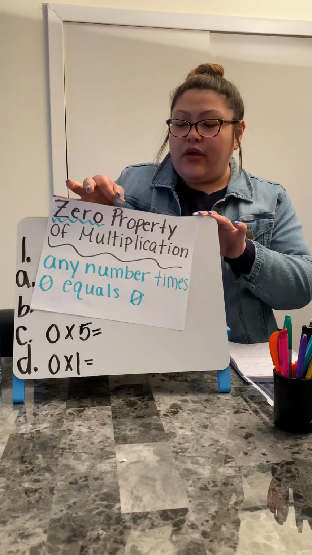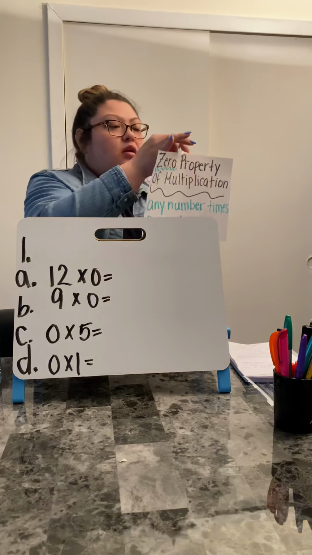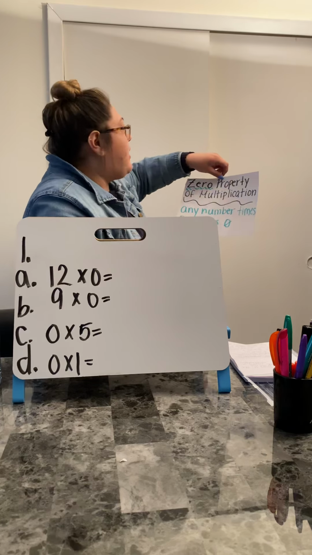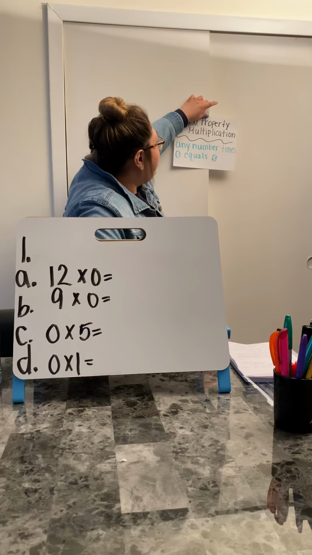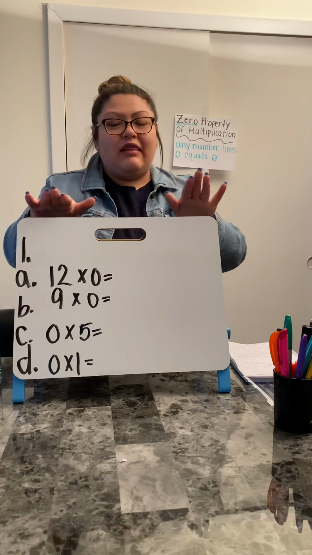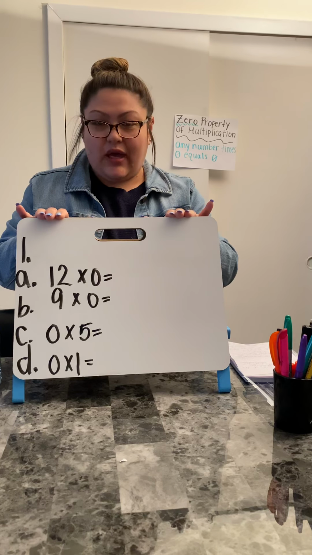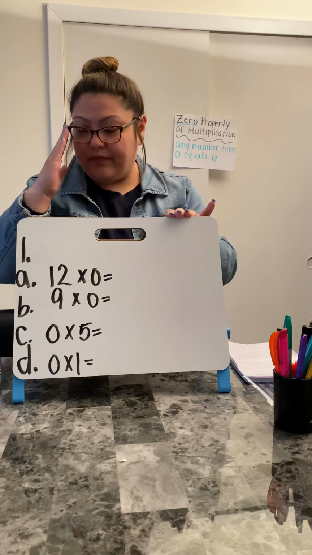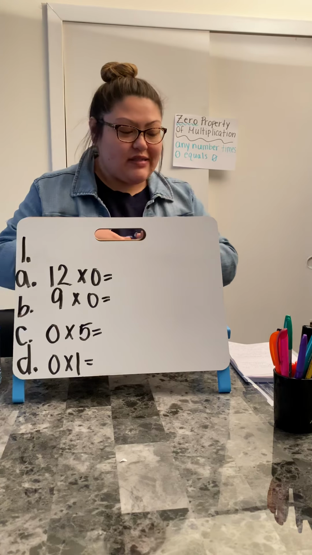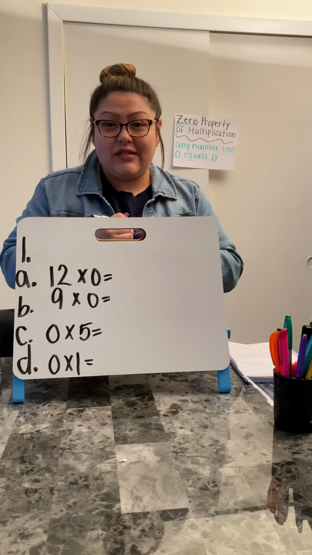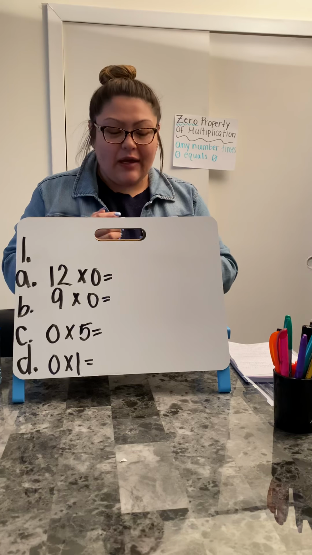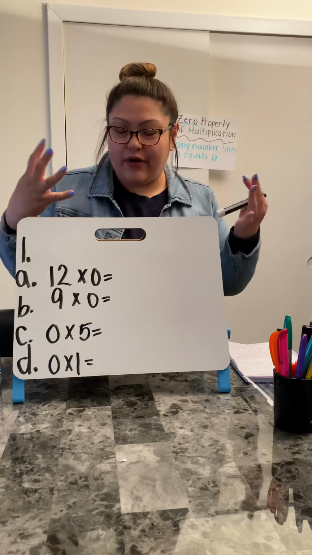So if you have out your classwork side of your NJCTL paper, these are the first few questions. Okay, we're going to work through them together. So the first one says 12 times 0. 12 times 0 is 0, right?